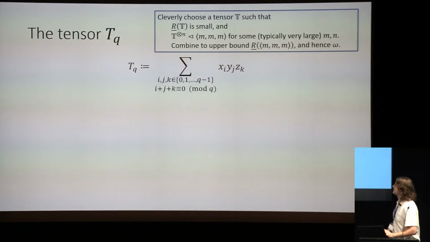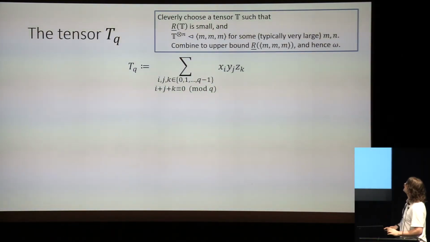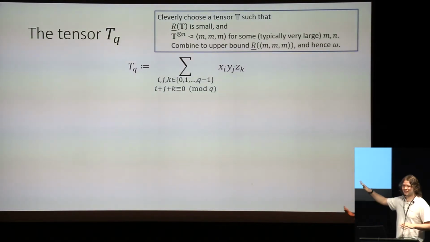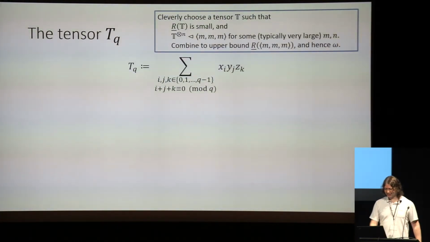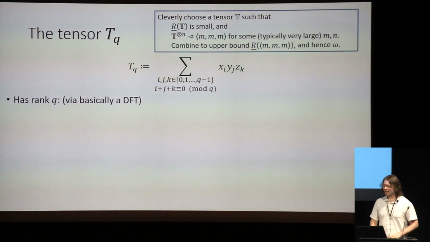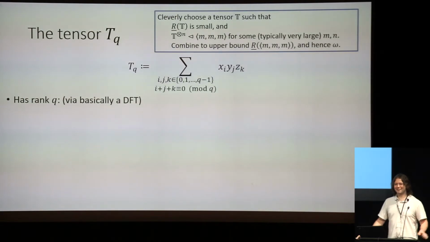So here it is. It's this nice, really symmetric looking sum. The indices are from 0 to Q minus 1, and it's just all the terms where the 3 different indices sum to 0 mod Q. So that's why it's related to addition mod Q. And it has rank Q, and the rank expression follows basically from a discrete Fourier transform kind of thing.